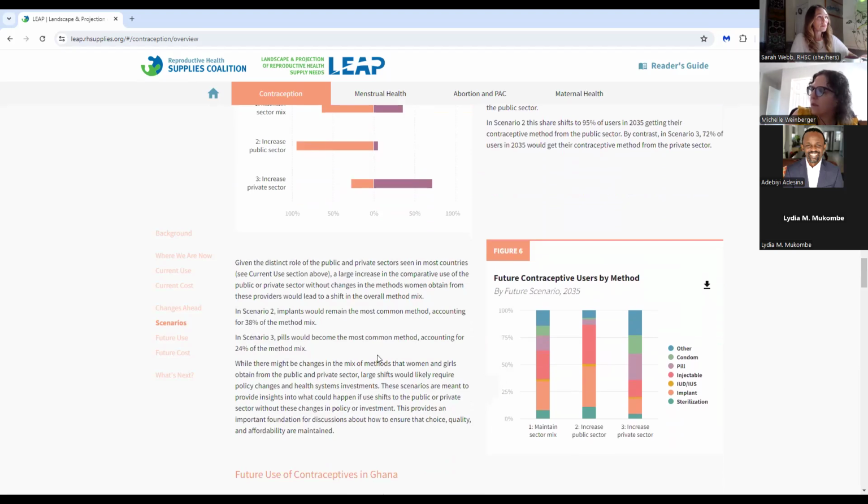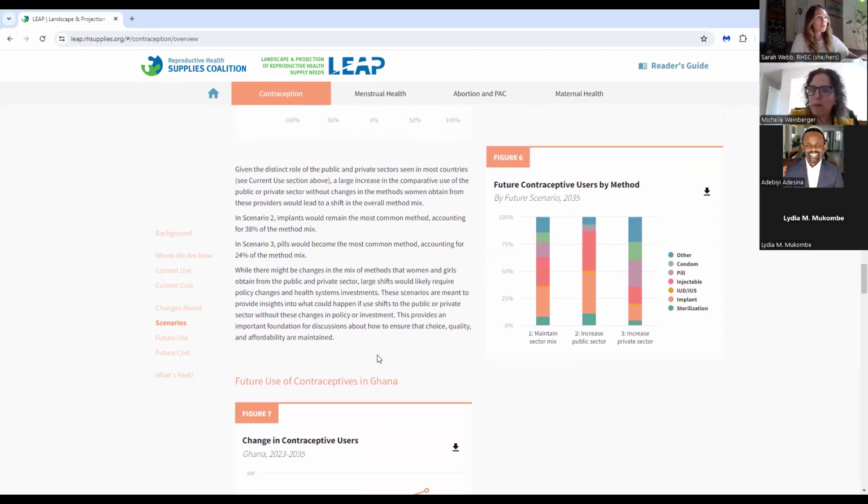So then here we can see what the overall implications for method mix would be of these changes. Not surprisingly, when we increase the public sector, we see an increase in injectables and implants, since those methods are primarily sought from the public sector. And if we increase the private sector, we see a shift in method mix towards short-acting methods, since those short-acting methods are generally sought from the private sector.